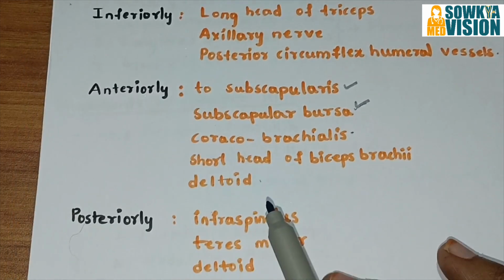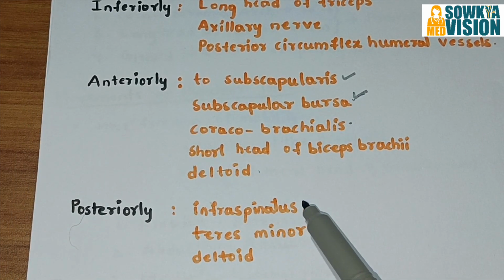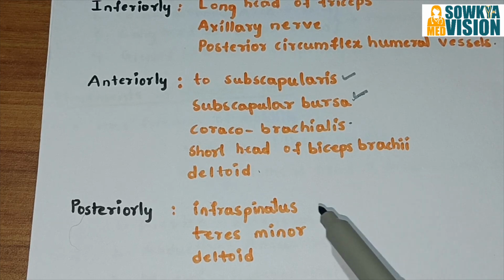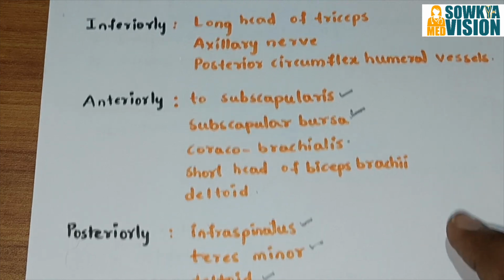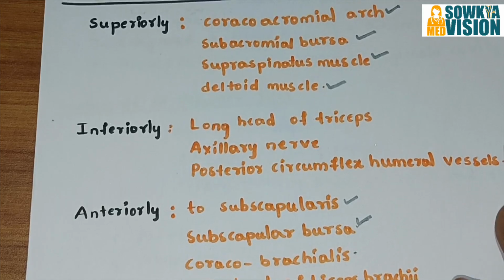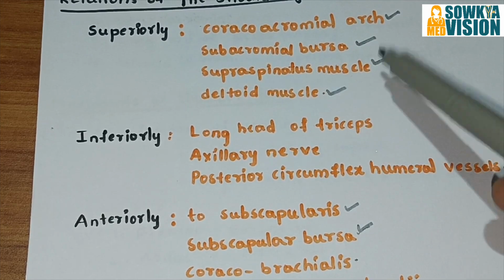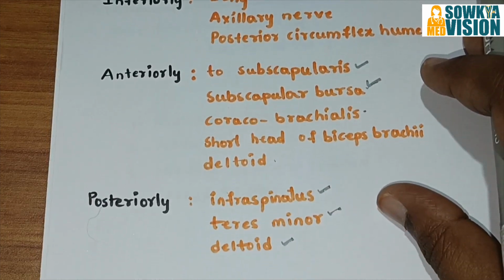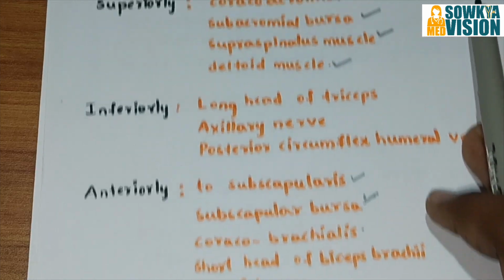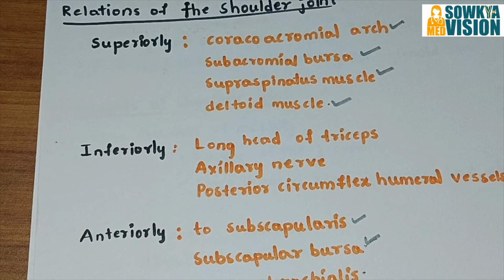Posteriorly it is related to infraspinatus, teres minor and deltoid muscle. See, where is the deltoid muscle present? It is present superiorly, anteriorly and posteriorly also. Yes, these are the relations of the shoulder joint.